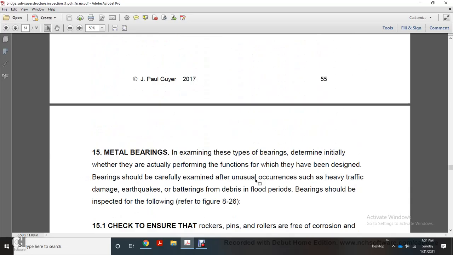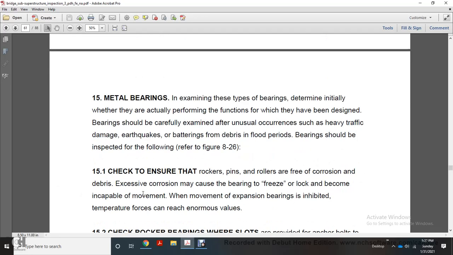Alright, 15. Metal bearings. Examine these types of bearings to determine initially their actual performance function against the design. Bearings should be carefully examined for unusual occurrences such as heavy traffic, damage, earthquake, batterings, debris, and flood barriers. Bearings should be inspected with the following, figure 826.